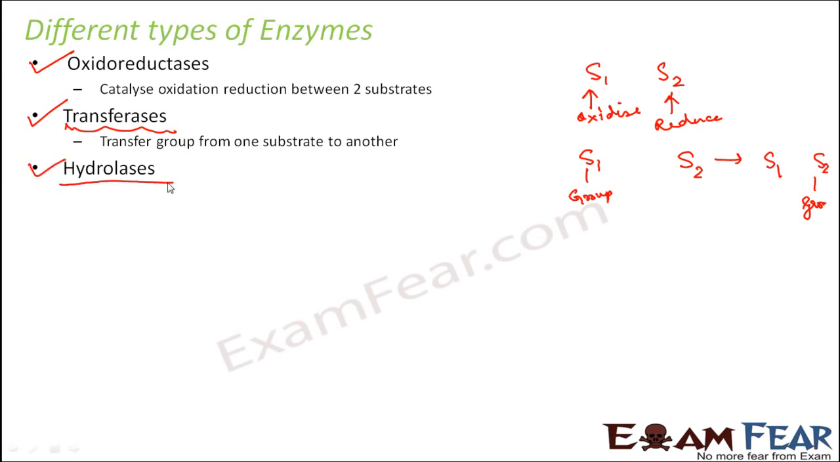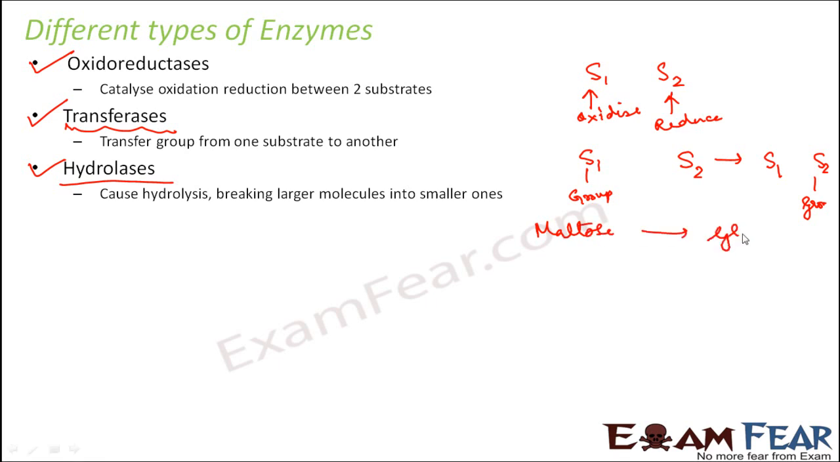Hydrolases. So it has something to do with water. It helps in the process of hydrolysis. What does it do? It causes hydrolysis, breaking larger molecules into smaller ones. So hydrolysis happens of larger molecules, that is, breaking down of the peptide bonds or the glycosidic bonds. So there it plays a role. One example is maltase. When maltose is broken down into glucose, there is an enzyme which plays a role. The enzyme which plays the role is maltase. So this enzyme is a hydrolase because it helps in the process of hydrolysis. Most of the digestive enzymes are examples of hydrolases.